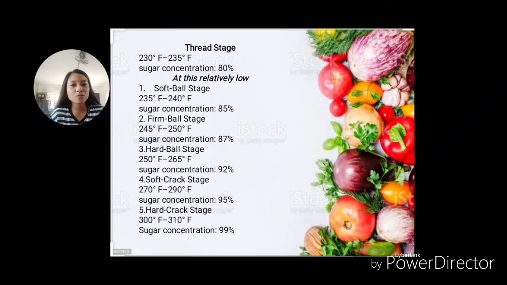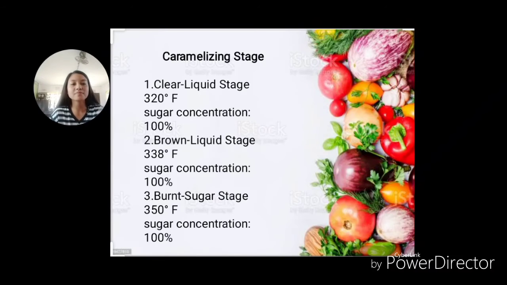Sugar concentration is 92%. Soft crack stage, 270 degrees Fahrenheit to 290 degrees Fahrenheit. Sugar concentration is 95%. Hard crack stage, 300 degrees Fahrenheit to 310 degrees Fahrenheit. Sugar concentration is 99%. Caramelizing stage: clear liquid stage, 320 degrees Fahrenheit. Sugar concentration is 100%. Brown liquid stage, 338 degrees Fahrenheit. Sugar concentration is 100%. Burnt sugar stage, 350 degrees Fahrenheit. Sugar concentration is 100%.